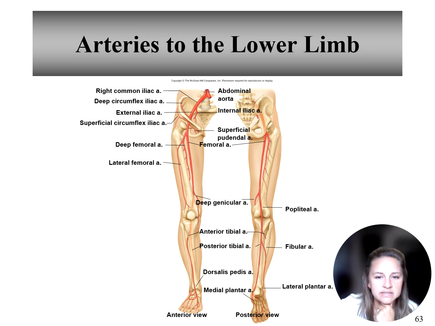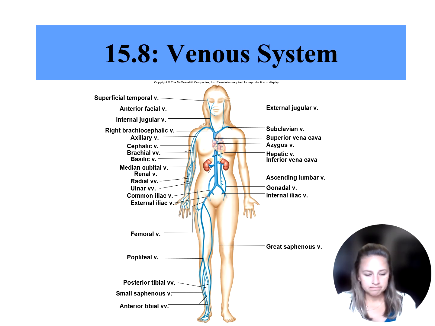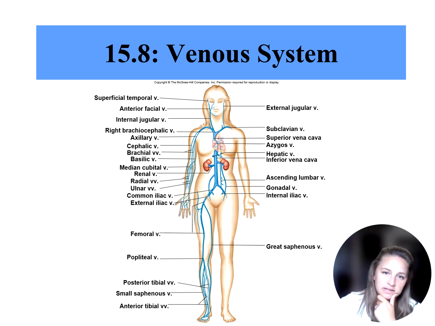Showing arteries in the legs. And then here's the venous system. So again, once you understand the arteries, most of the arteries have a corresponding vein. There are some that are different. This great saphenous vein, for example, this is unique. There's not a corresponding artery to this, but here's the superficial temporal vein here, which in the arteries we saw the superficial temporal artery. So most of these have a corresponding artery and vein, but there are a few exceptions.